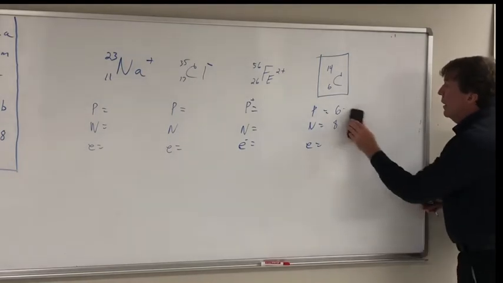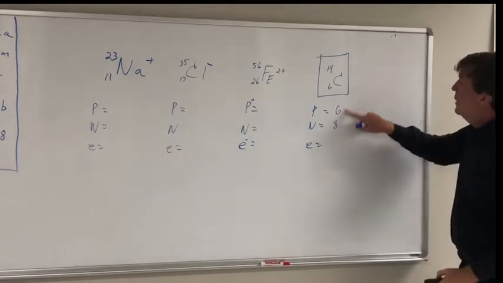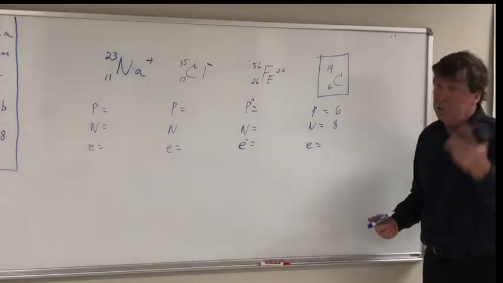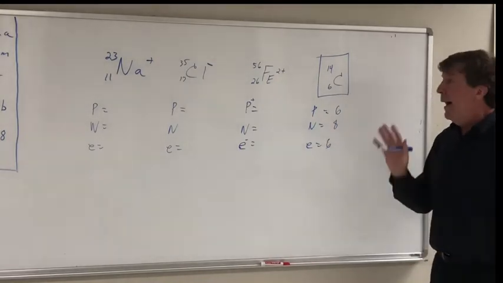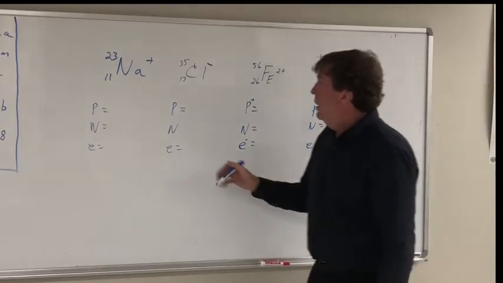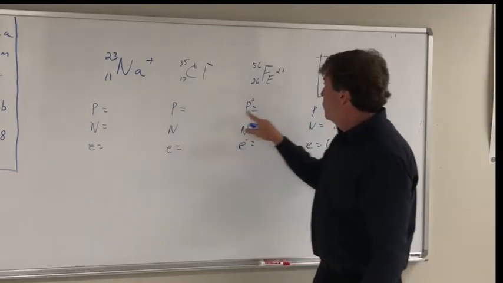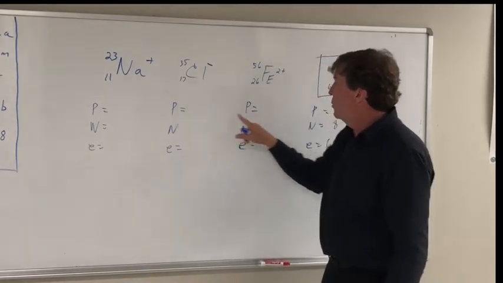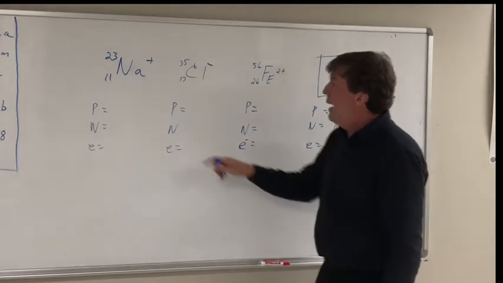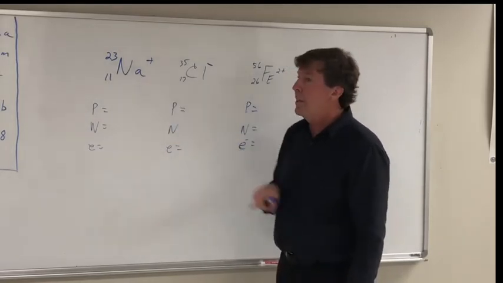Anyway, Nick, if it's an atom, protons equal electrons. So tell me what I put here for electrons. 6. Okay, easy enough. Somebody at home, give me the number of protons. We'll do the easy ones first. Somebody at home, give me protons, protons, and protons. Let's see, Allison, how many protons in sodium?